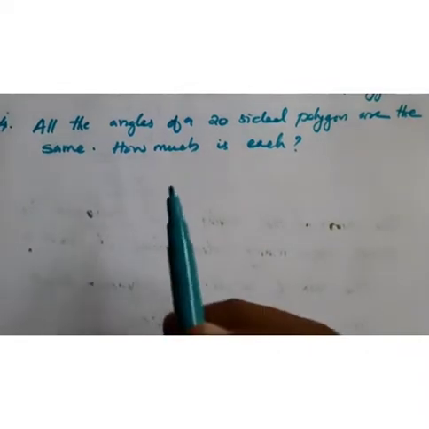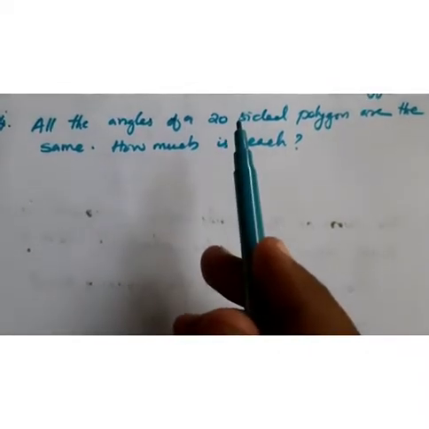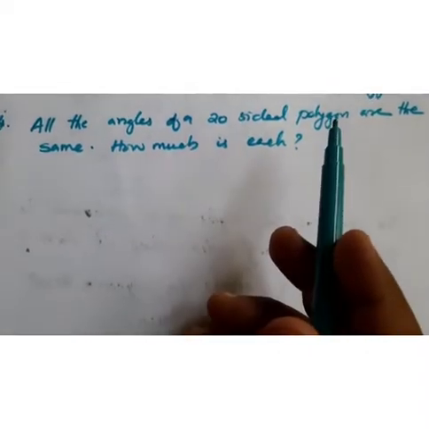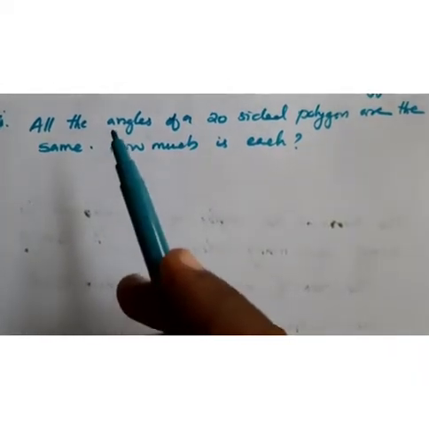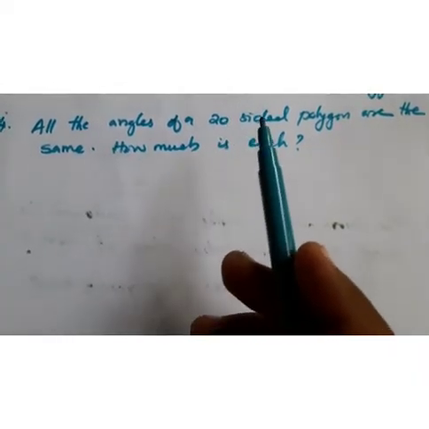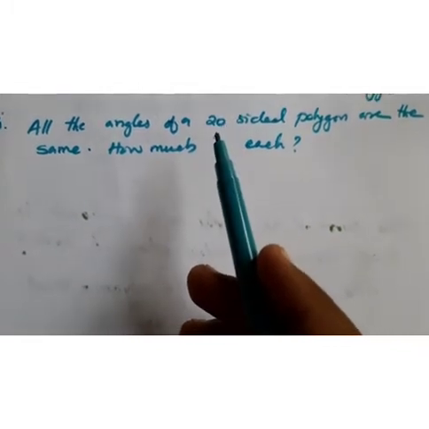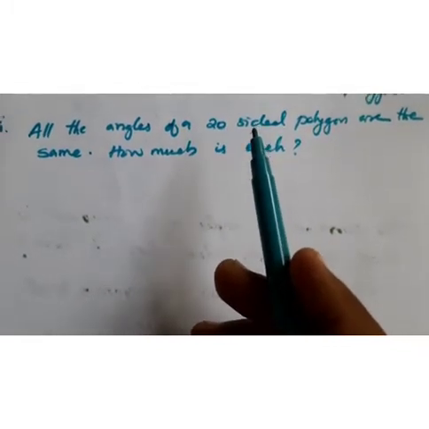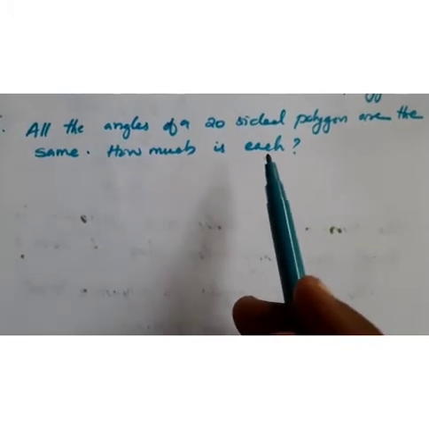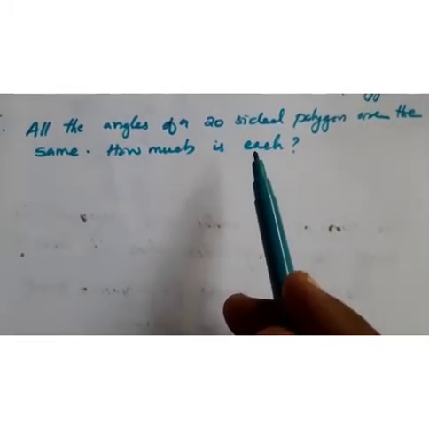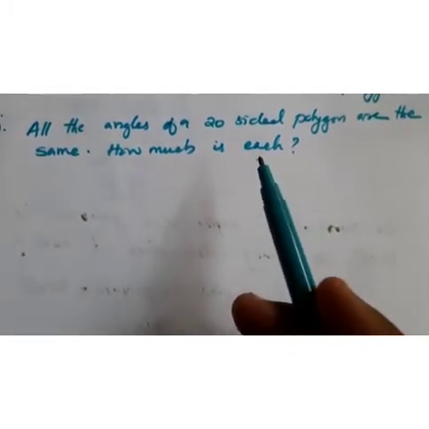Fourth question. All the angles of a 20-sided polygon are the same. All angles of a 20-sided polygon are same. That means the angles are same. And how many sides? 20 sides. How much is each angle? That you have to find out.